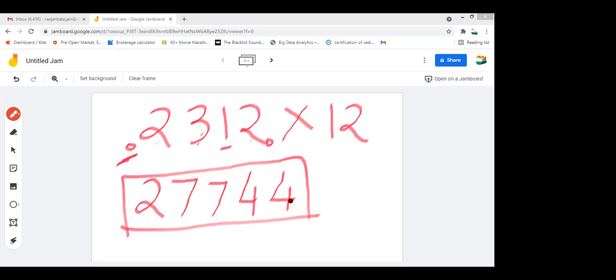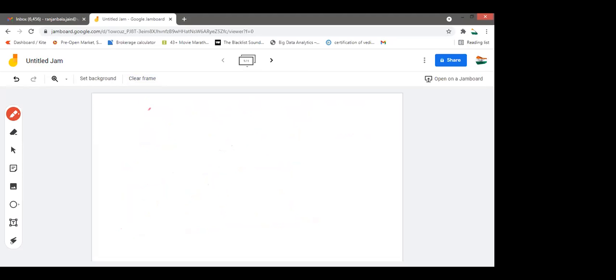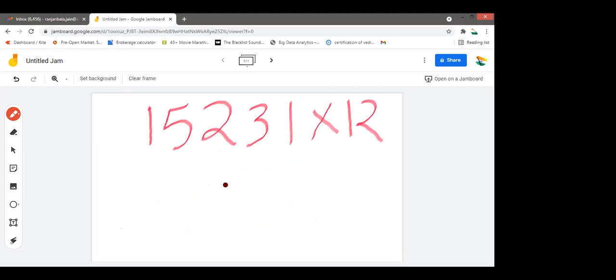Why are you not understanding? It's a simple method. Okay, 1, 5, 2, 3, 1. For example, multiply by 12. So put zeros on both sides. 2 zeros are 0 plus 1, 1. 2 ones are 2 plus 5.